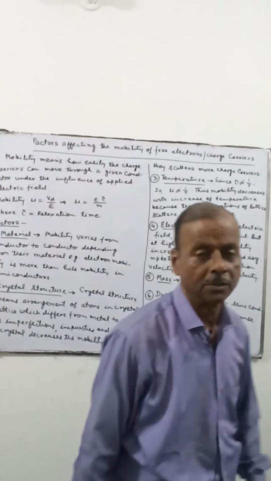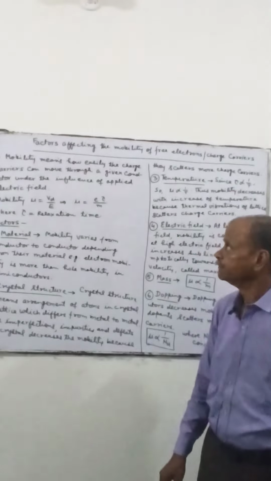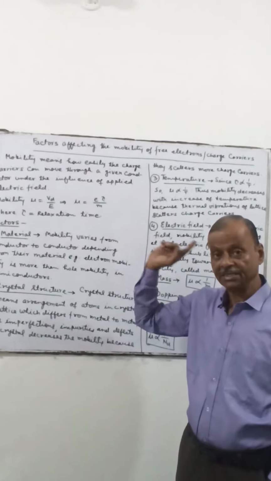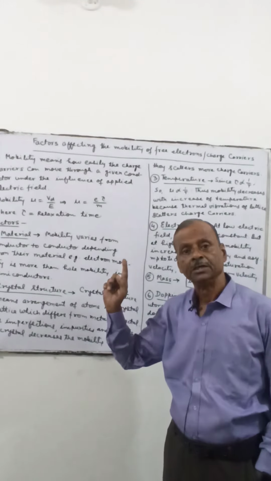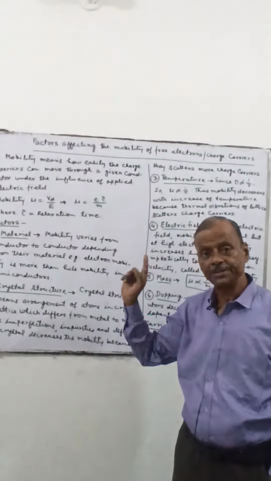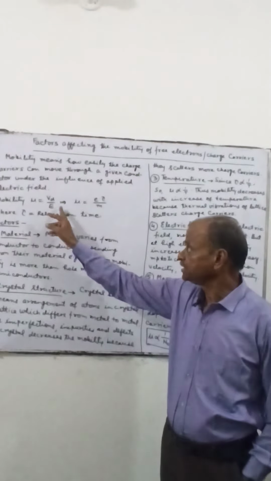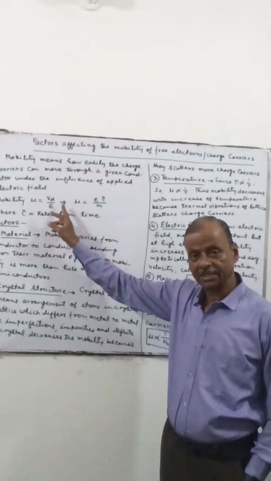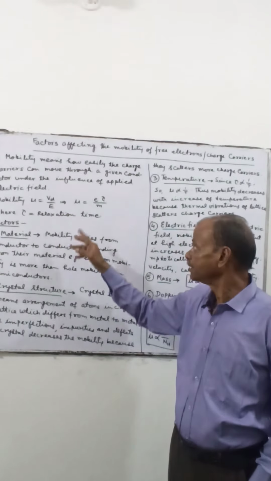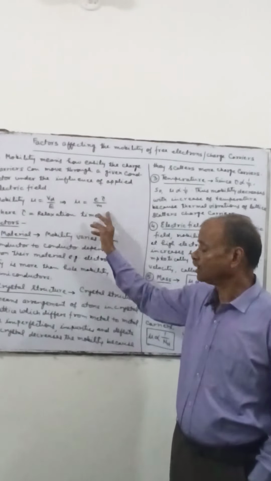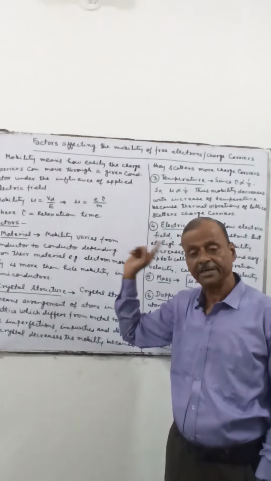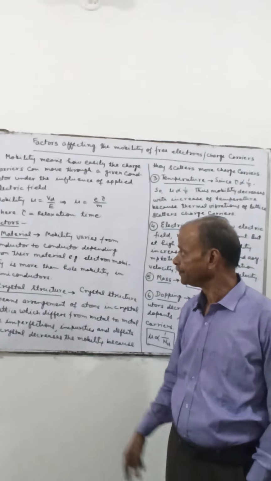Factors affecting the mobility of the free electron or the charge carriers. Mobility means how easily the charge carriers can move in the crystal under the influence of the electric field. So we know that this mobility is given by the ratio of the drift velocity to the electric field, and this is equal to E into tau upon m, tau the relaxation time, m the mass of the electron.